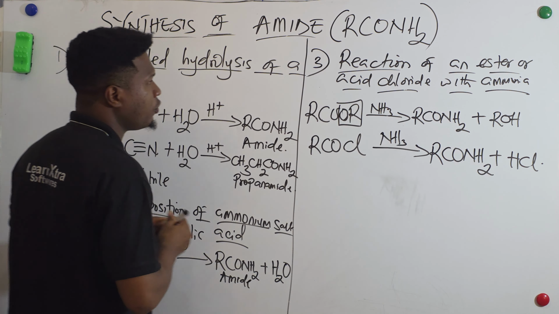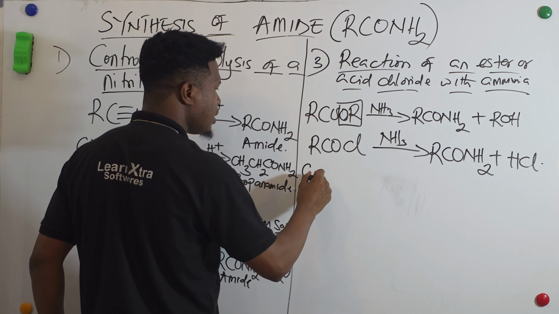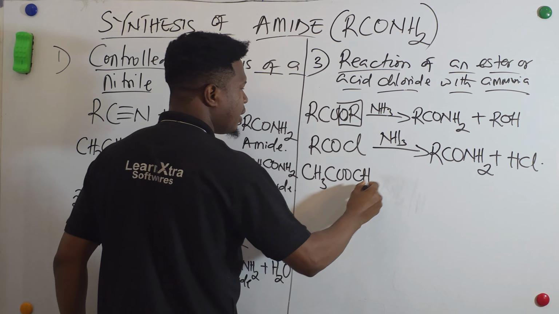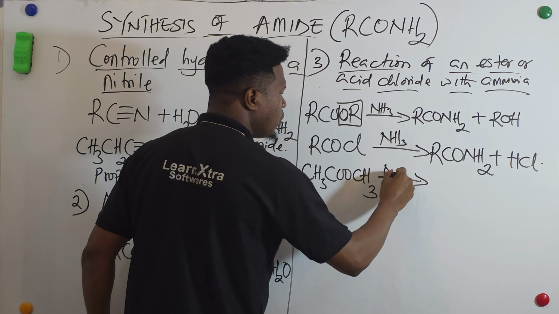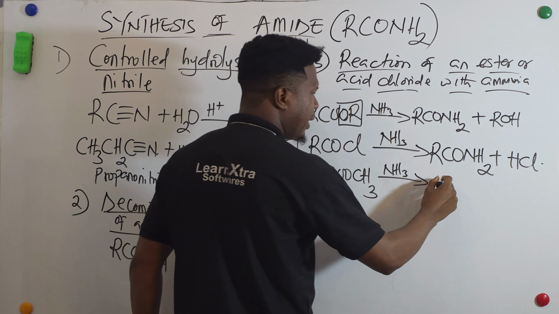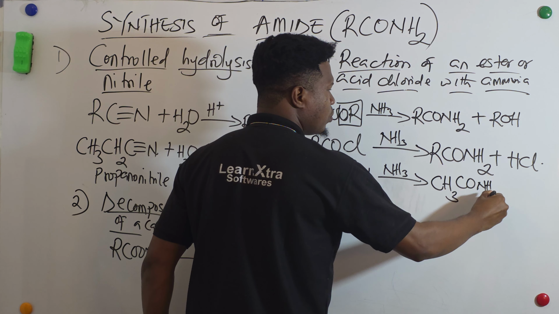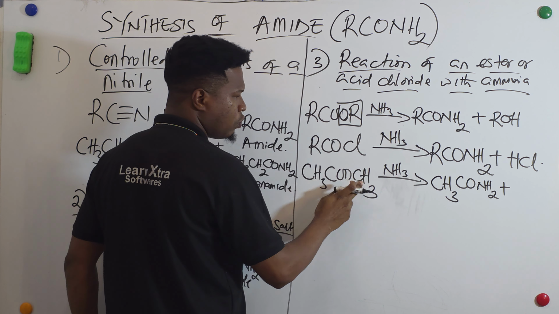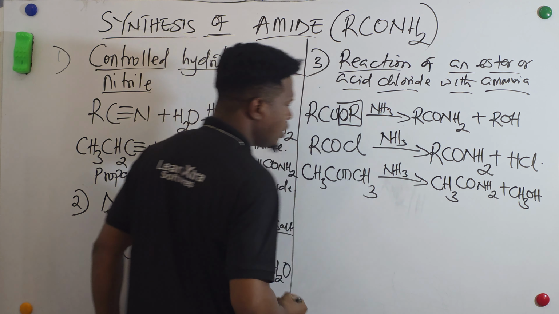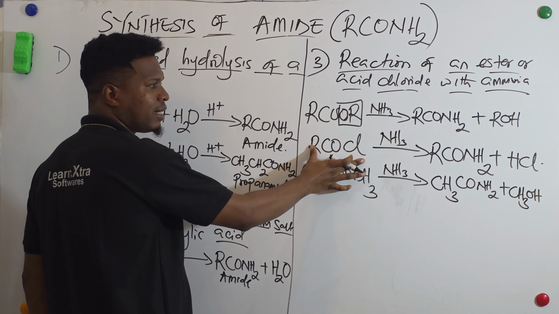So let's use an example to do this. For this ester, let's use any ester. Let's use methyl ethanoate, CH3COOCH3. So in this reaction with ammonia, what do you think we're going to have? We'll have ethanamide, CH3CONH2, plus this one will form methanol, CH3OH.